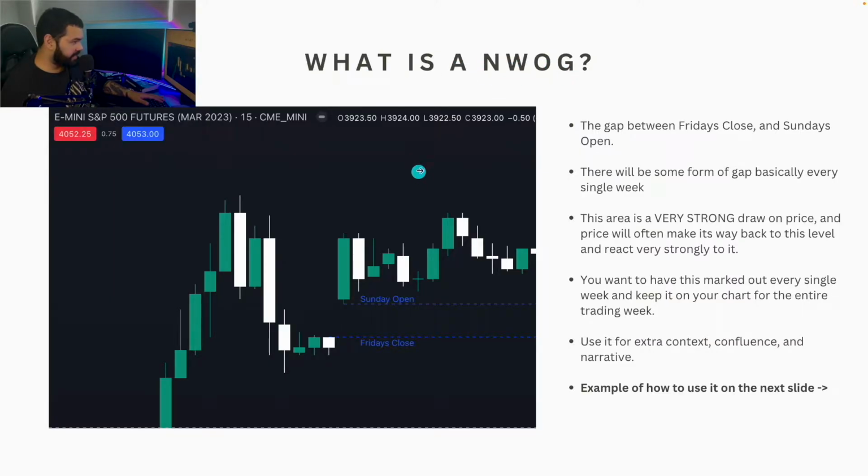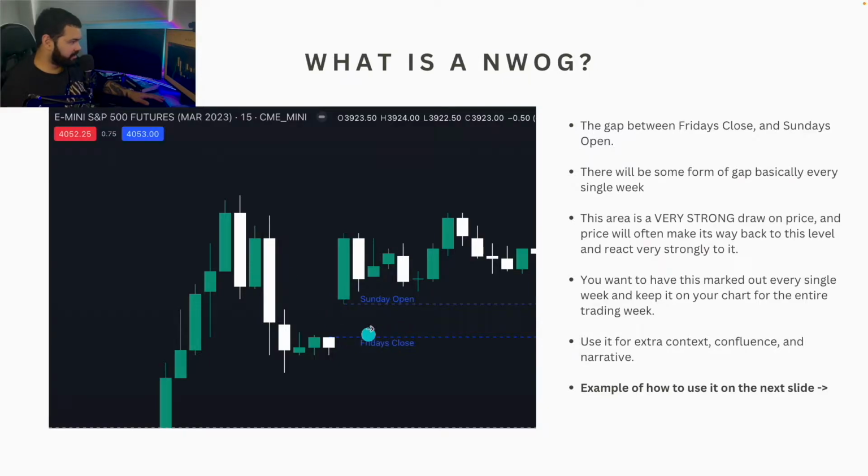This is the gap between Friday's close, as you can see here. This is the 15-minute chart. Here's a 15-minute candle on Friday, the last candle that closed there, and then the gap between that candle and Sunday's opening. So you'll find that every week there will be some form of gap here between Friday and Sunday.